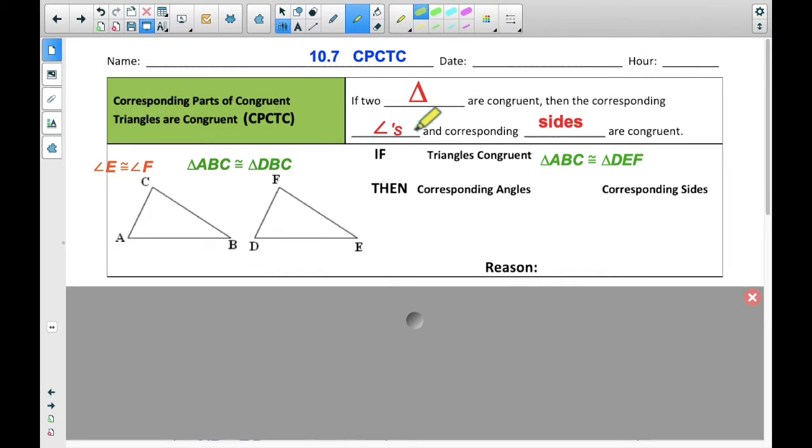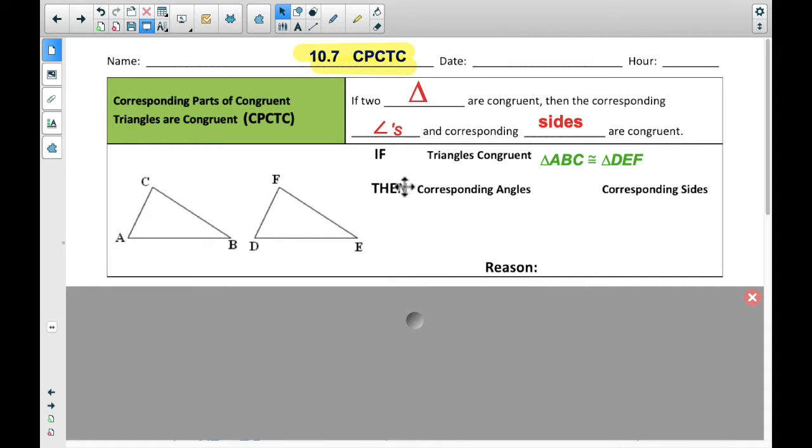Hi everybody, this video today is going to talk about lesson 10.7, which is CPCTC, and my title fell off my page. So this is in your booklet on page 57. CPCTC stands for corresponding parts of congruent triangles are congruent. And so here's what it means. If two triangles are congruent, then the corresponding angles and corresponding sides are also congruent.